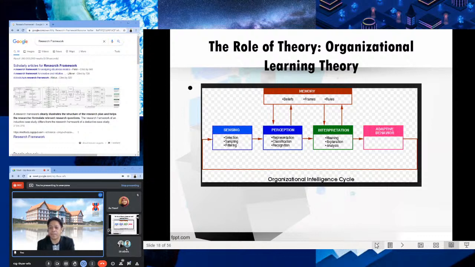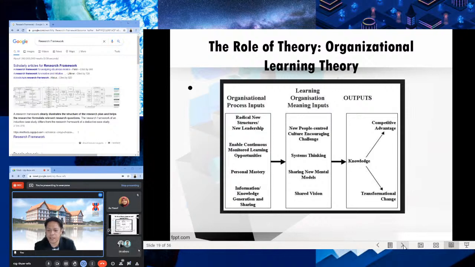Okay, because the component of organizational learning theories is about the sensing, how we can select information, and the organization knowledge, and the perception about how we represent the information or the classification, and we need to interpret what the information is, what the organizational learning capability is on meaning and analysis, and then we can start with the adaptive behavior, the changing of the behavior of the organization.